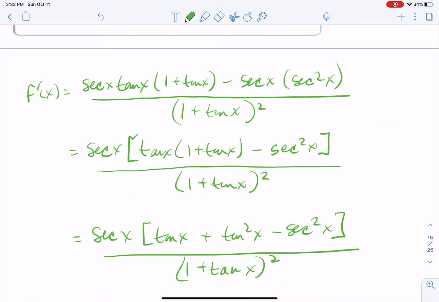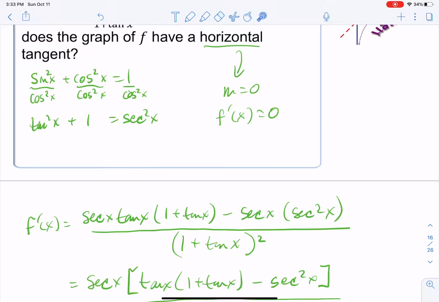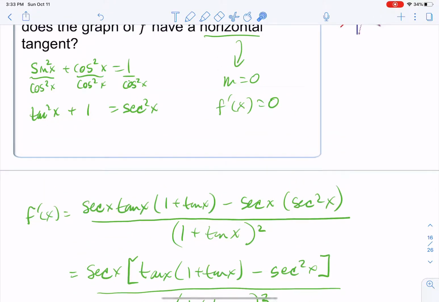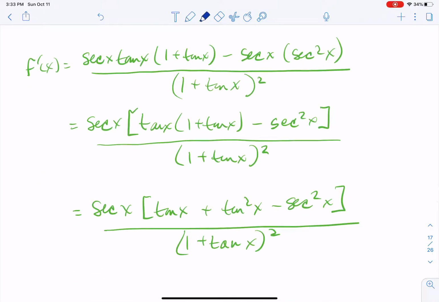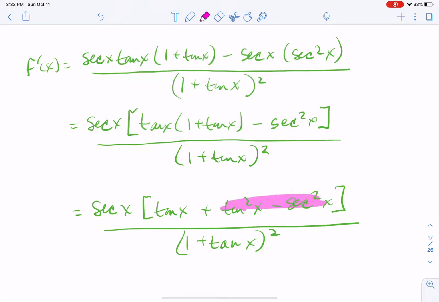We have tangent squared minus secant squared. I can get that from this very easily if I just subtract this over and add this over. That's not all I could do. I could just take out the secant squared right there and replace it with that if I wanted to, but I don't. Instead, I'm going to rewrite this as tan squared x minus secant squared x equal to -1. So I'm just going to replace this right there with -1.